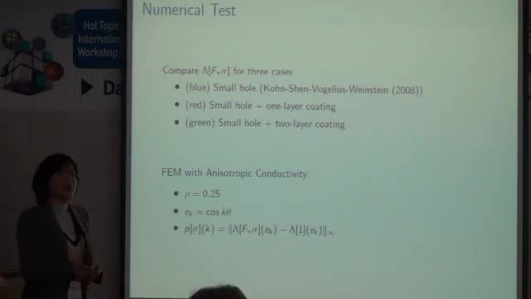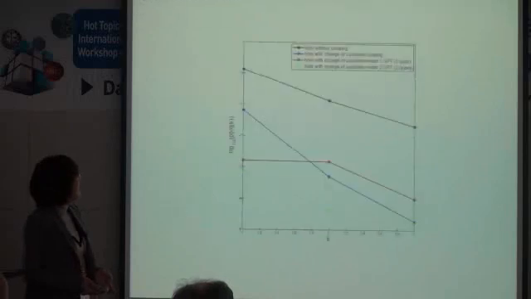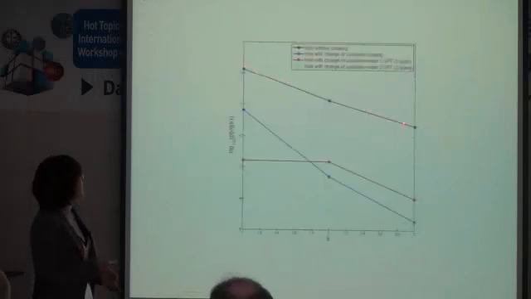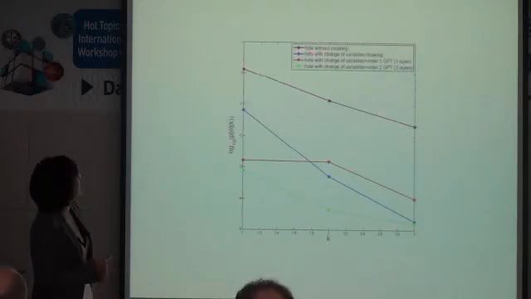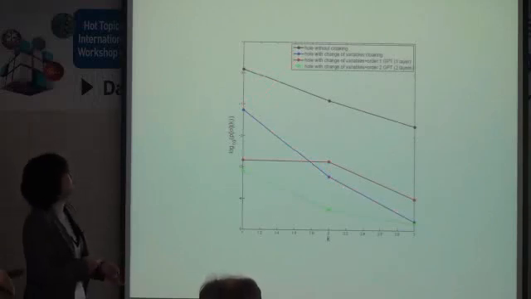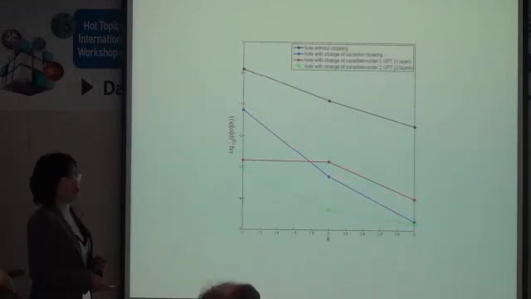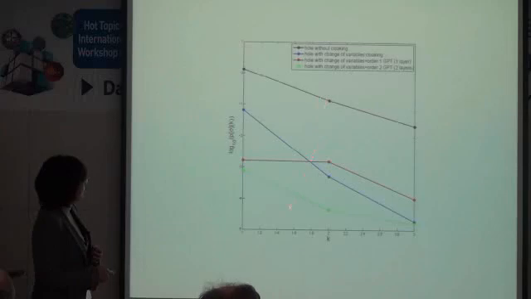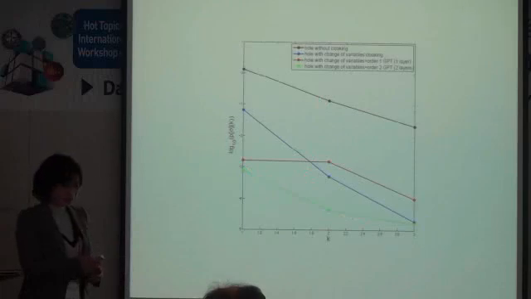Now let's see how the effect is enhanced. The first black line is the cloaking without adding layer, and then the blue one is the blowing of a small hole, and red is with one layer, and green line is with 2 layers. You can see that the cloaking effect gets better when you add more layers.